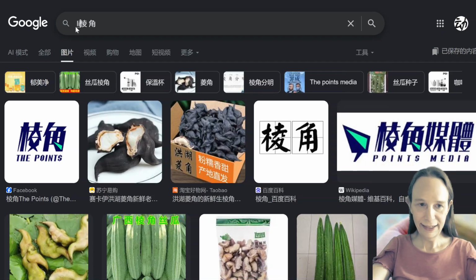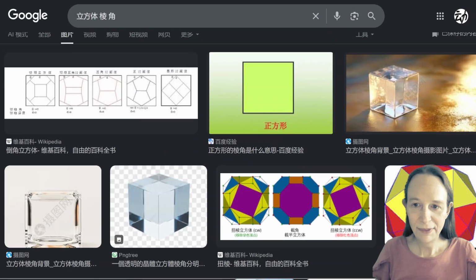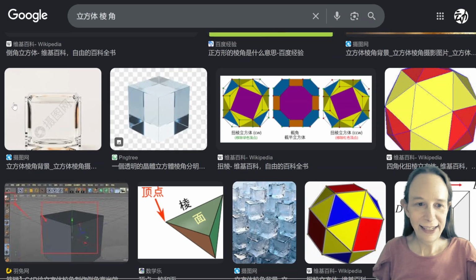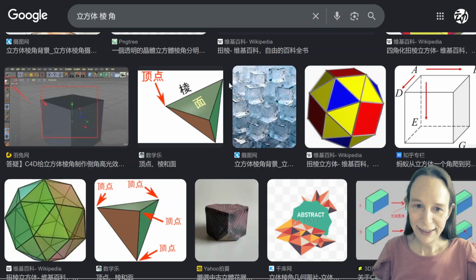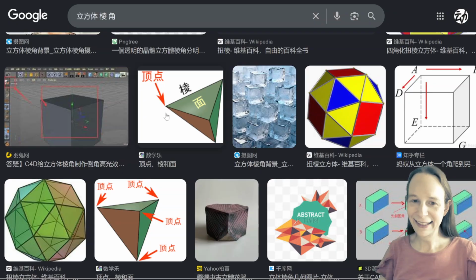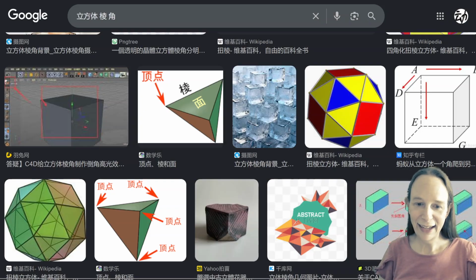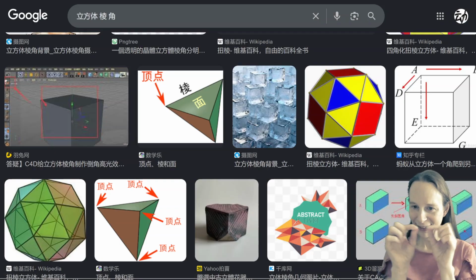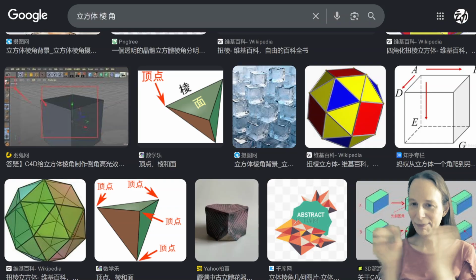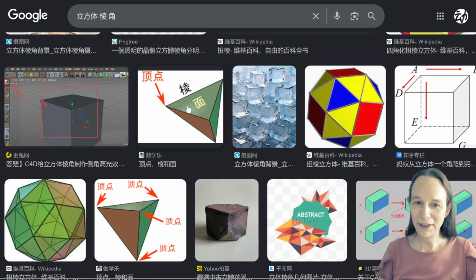So 立方形, no, 立方体. Yeah, so these are 立方体, three-dimensional shapes. Oh, here we go. This is 棱. A 棱 is an edge. A 面 is a face, and a 顶点 is a vertex. Yeah, actually 顶点 is better, because you've got points on the face as well, but this is a 顶点. It's an extremal point on the polytope.